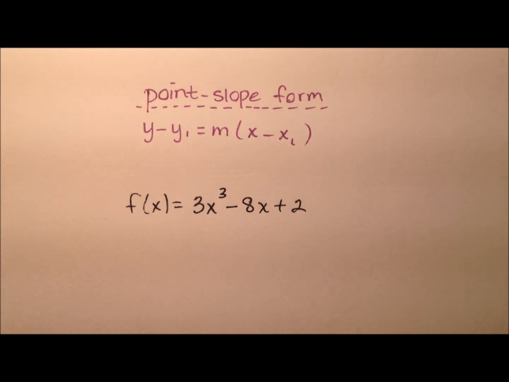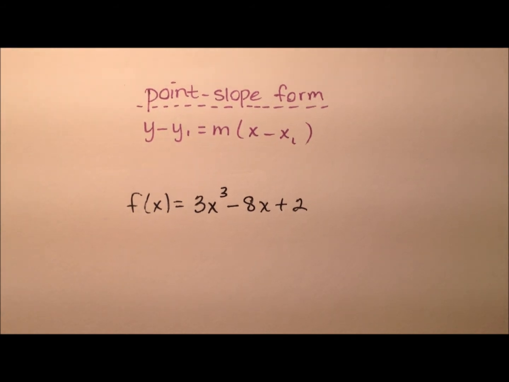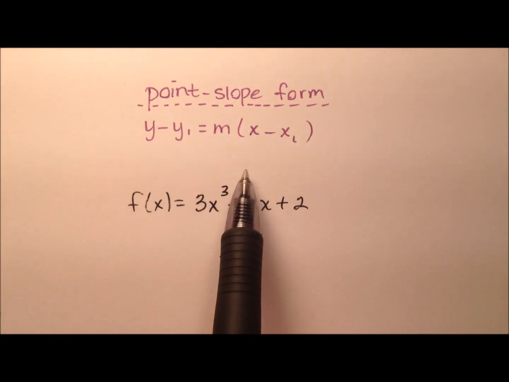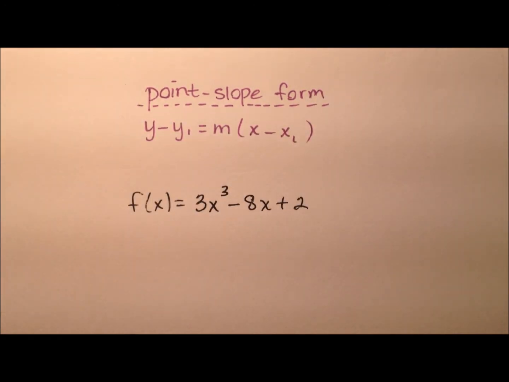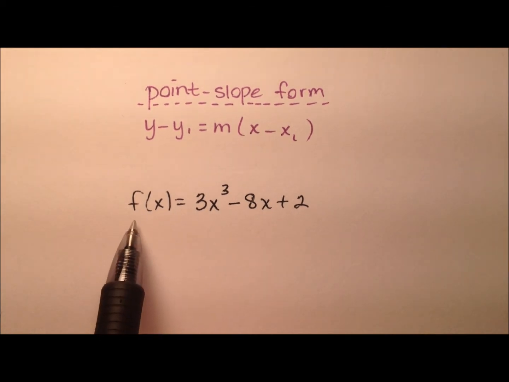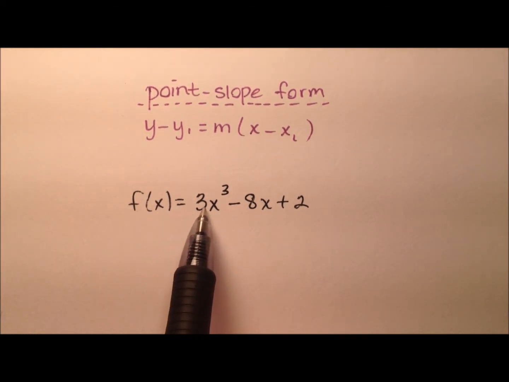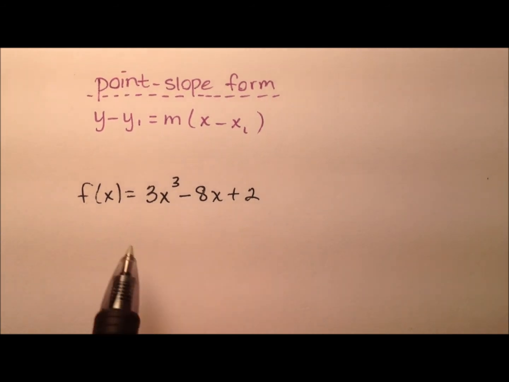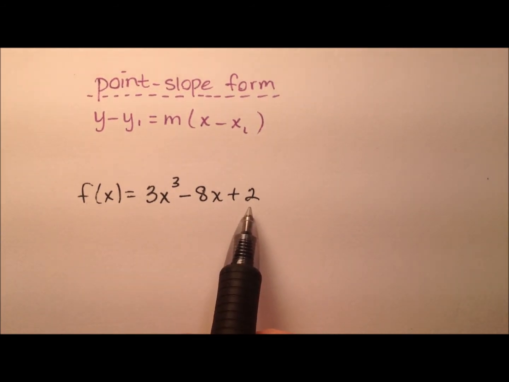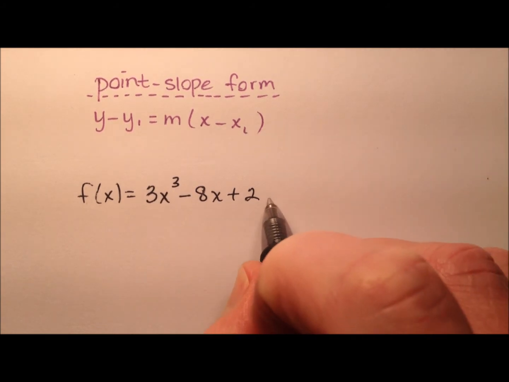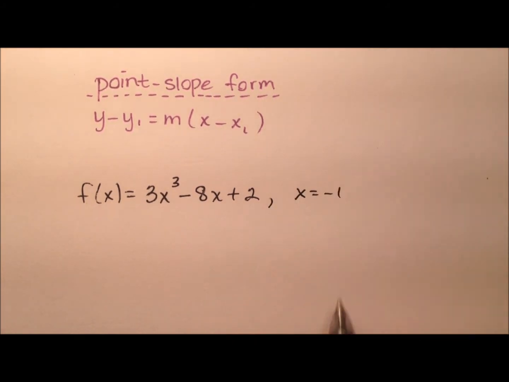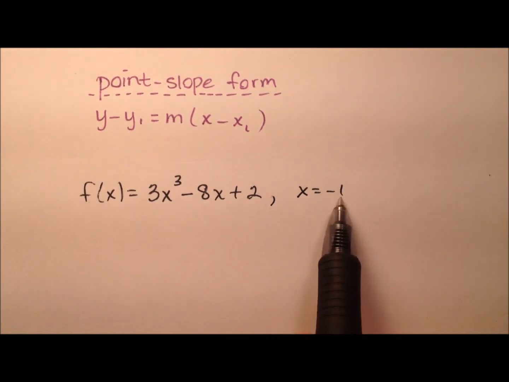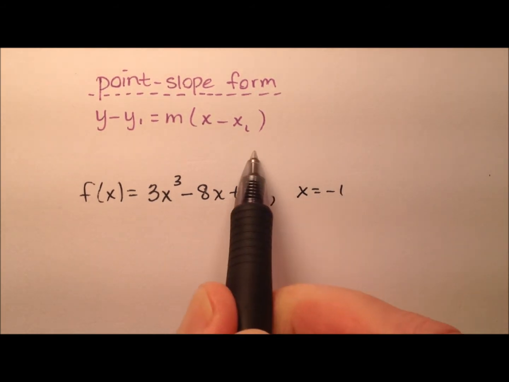Well, let's go ahead and look at two examples and see what this is going to look like and how maybe we can even generalize this more to make it fit tangent line equations even better. So we have the function f of x equals 3x cubed minus 8x plus 2. And I would like to write an equation of the tangent line to the graph of this function at x equals negative 1.